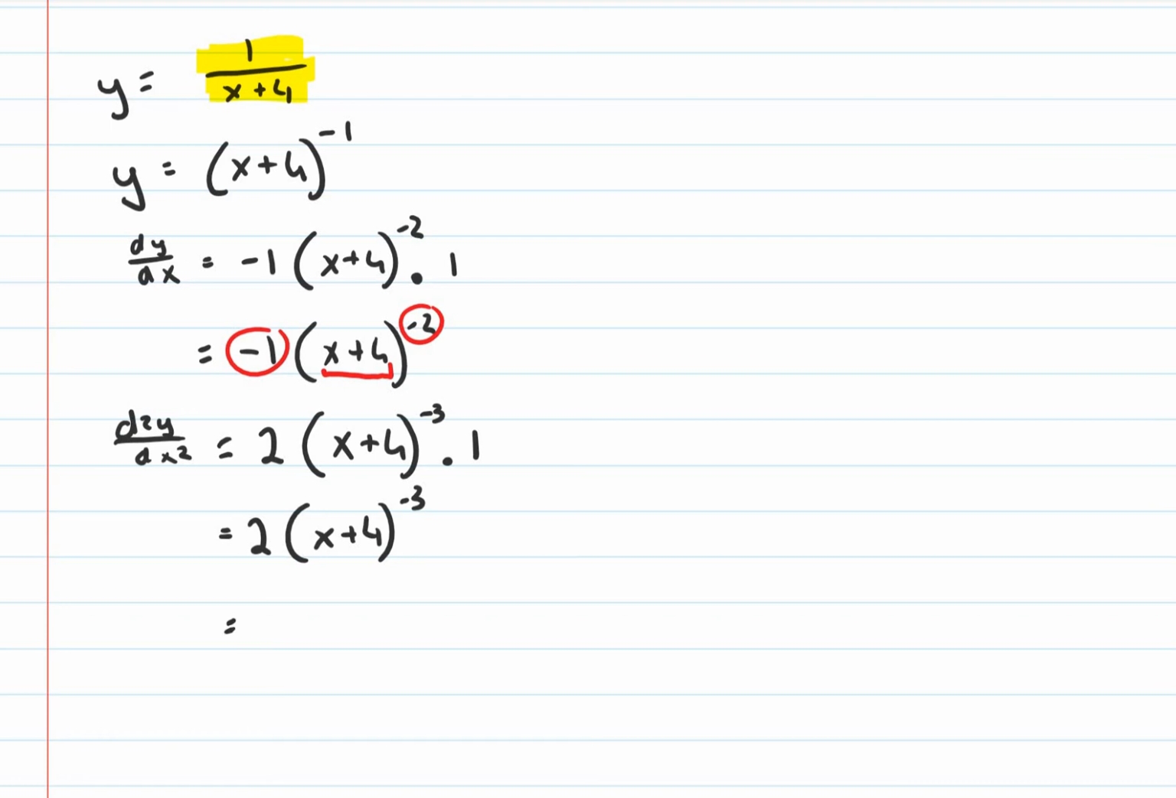I personally would leave it like that. However, the book changes it, so they have the 2, and then they can change this bit here. Anything to the power of minus 3 is just 1 over (x plus 4) to the power of 3. So you might be a bit confused here. If you just look, the 2 is fine. This (x plus 4) to the power of minus 3 is the same as this, look.